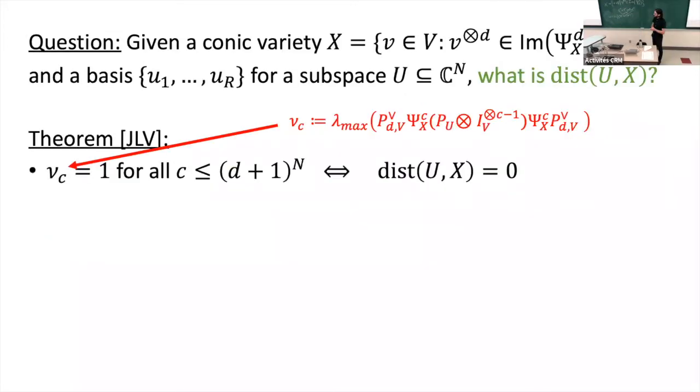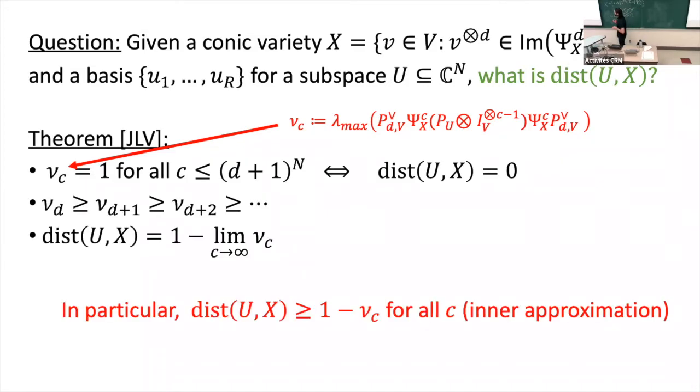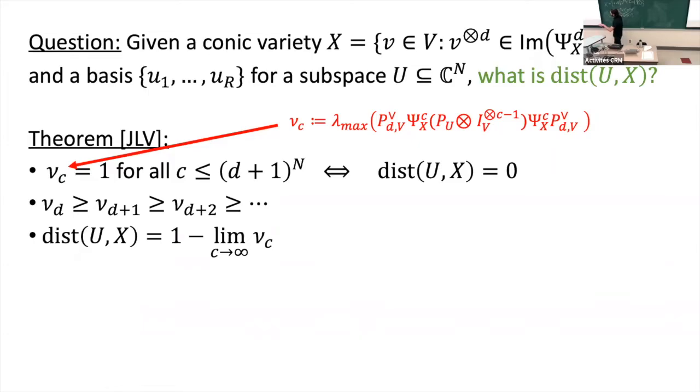Here is the theorem. We know that nu C is equal to 1 for all C if and only if the distance is 0. Then you might hope that if nu C is smaller than 1, we can get some control of what the distance is. And we get this exactly: the distance is exactly 1 minus the limit of these nu C's.